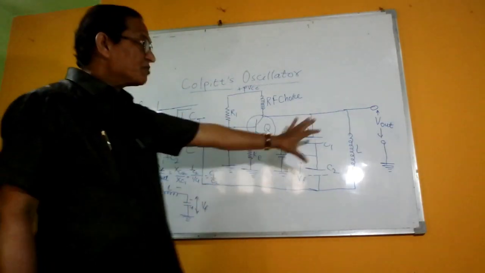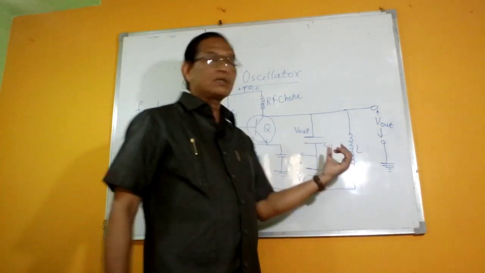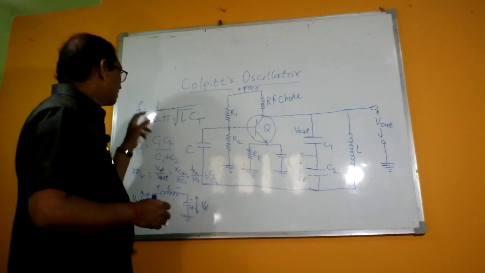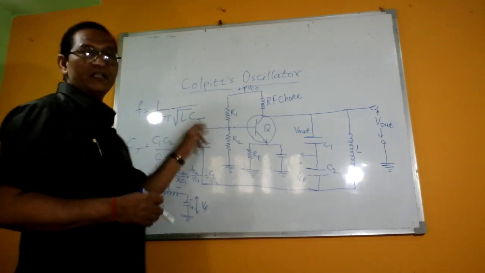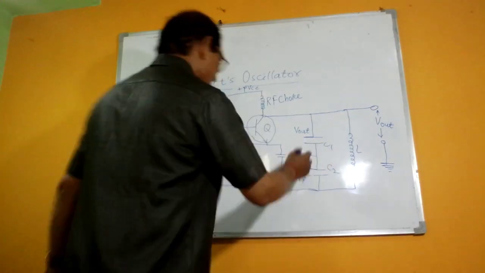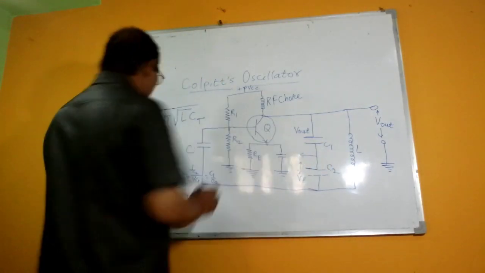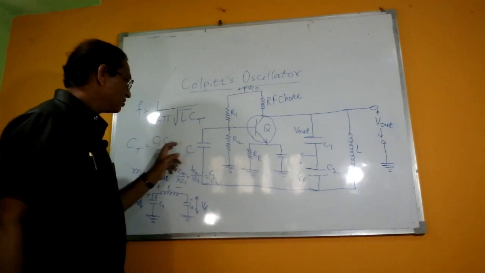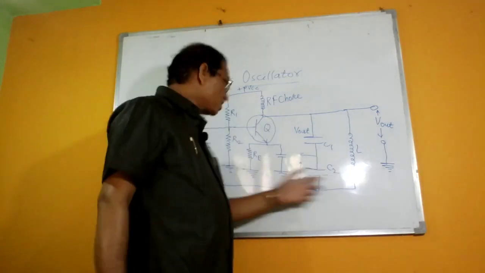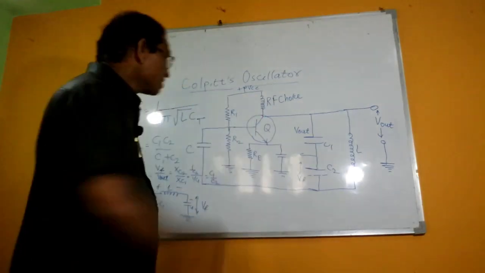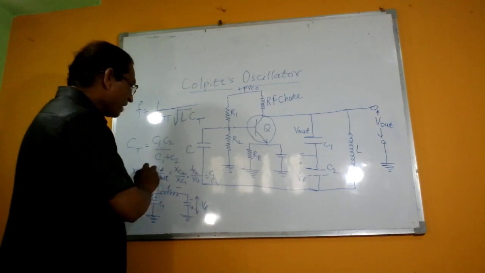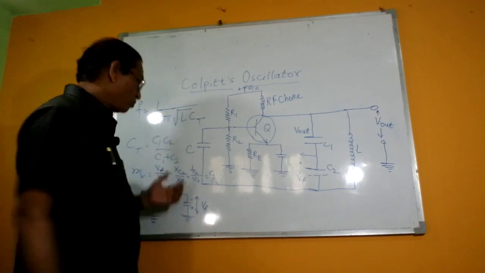Now the frequency of operation of the oscillations is given by F equal to 1 upon 2 pi under root of L CT, where CT is the total capacitance, given by CT equal to C1 C2 divided by C1 plus C2. Now the feedback fraction given to this device is M equal to Vf, the feedback voltage, divided by the output voltage.